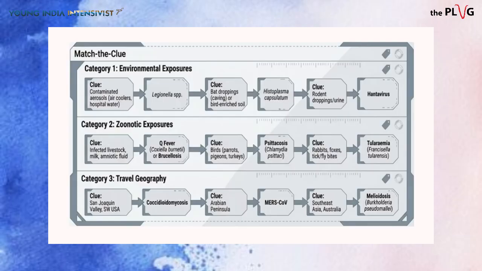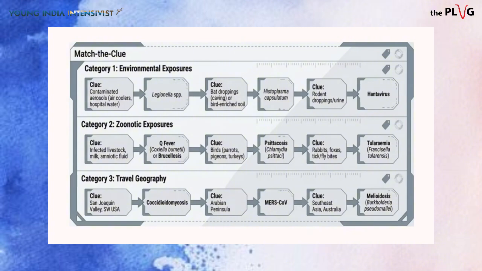The clue may be in contaminated aerosols like air coolers or hospital water or air conditioning. It could be Legionella. If there are bird droppings or bird-enriched soil, it could be histoplasma, or rodent droppings could be hantavirus. Then take a history of zoonotic exposures and travel history as well. If there is exposure to infected livestock, milk, or amniotic fluid, it could be Q fever. Birds, parrots could be chlamydia, rabbits and foxes could be tularemia. Also travel geography: if you are in Southwest USA, then coccidioidomycosis may be the cause. If you are traveling through a pandemic area or where there is an epidemic of any viral respiratory outbreak, suspect that, like MERS or SARS.